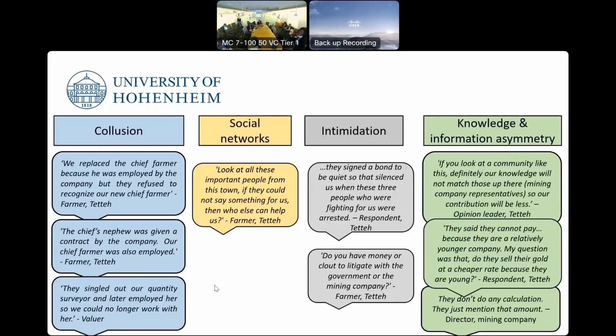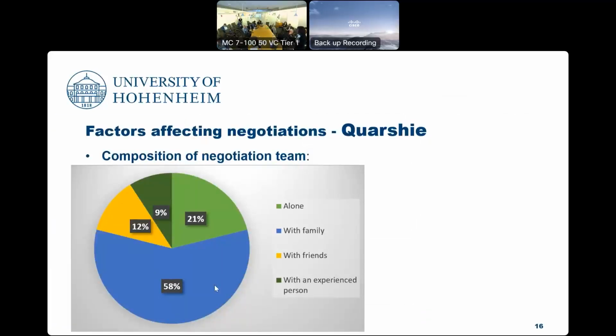And it was summed up by an opinion leader who said that if you look at a community like this, definitely our knowledge will not match those up there, meaning the mining company representatives. So our contribution will be less. I'll move on now to Pashi, which is the scenario of the informal negotiation.